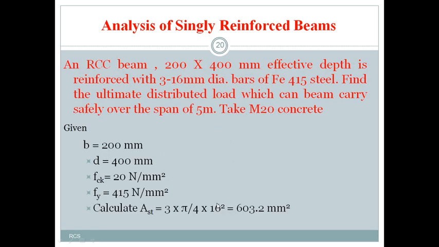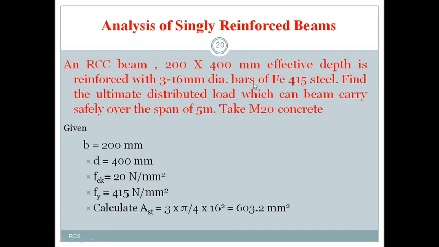And we have another problem here, which is somewhat different from the first problem. An RCC beam of size 200 mm by 400 mm effective depth is reinforced with 3 bars of 16 mm diameter, and the steel grade is Fe415. For this, find the ultimate distributed load which the beam can carry safely over a span of 5 meter, and take the grade of concrete as M20.